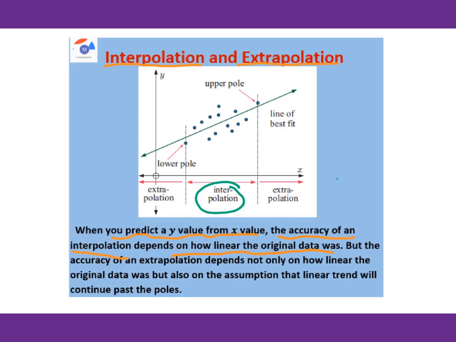But the accuracy of an extrapolation depends not only on how linear the original data was, but also on the assumption that the linear trend will continue past the poles. Extrapolation means when you predict a value from x which is beyond the maximum and also the minimum data. Then you need to consider whether it is reliable. You need to make sure whether the linear trend will continue past the poles.